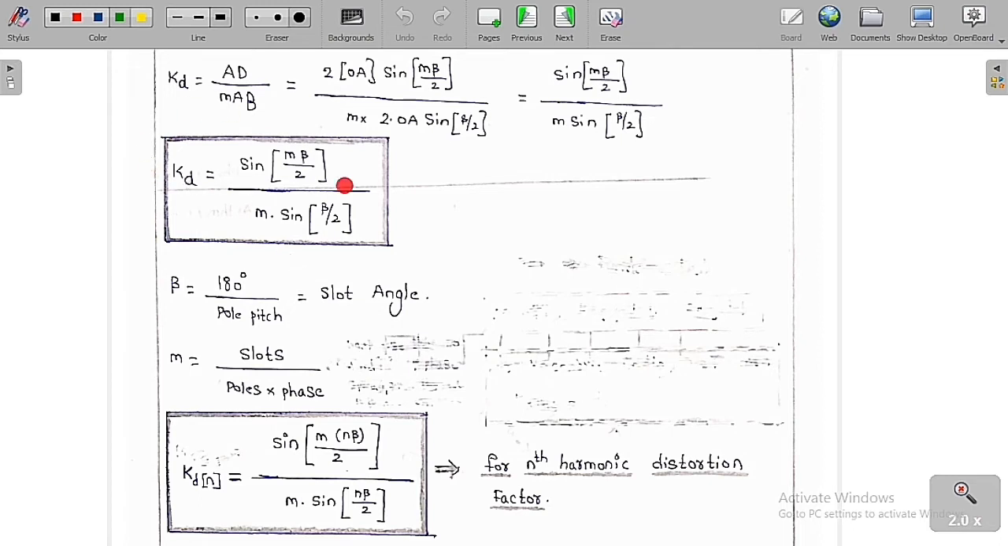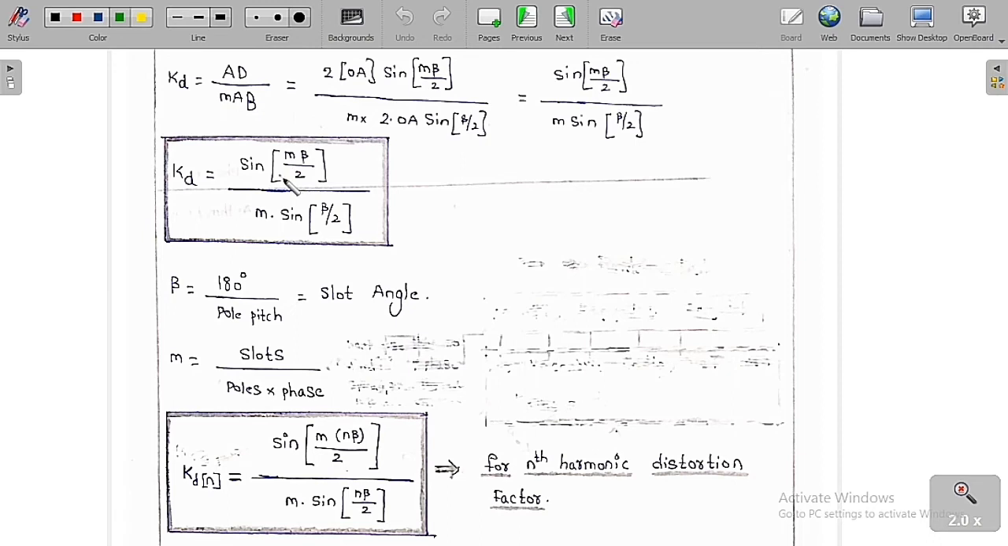This is a very important formula that you always need to analyze, because a lot of questions have been asked in different AE examinations based on it. So I recommend you remember this formula: KD is equal to sine of M beta by 2 divided by M into sine of beta by 2. See here, beta is called the slot angle. It is the mechanical slot angle between two consecutive slots. Its formula is slot angle by pole pitch, or 180 degrees by pole pitch, or simply 360 degrees by total number of slots. Or if you want to use M, M is called the phase spread.